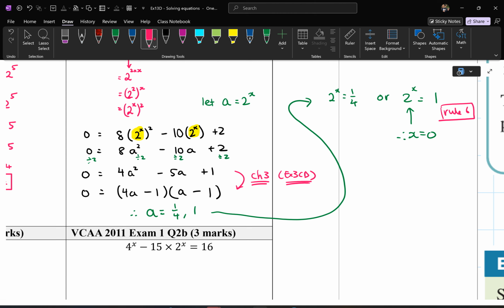Next one, rule number 7. This one's rule 7. Bring the 4 up. And that's the same thing as writing 2 to the x is equal to 2 to the power of negative 2. Okay, because 4 is 2 squared. But if it's in the denominator, you can bring it up using rule 7. And therefore, x equals negative 2.